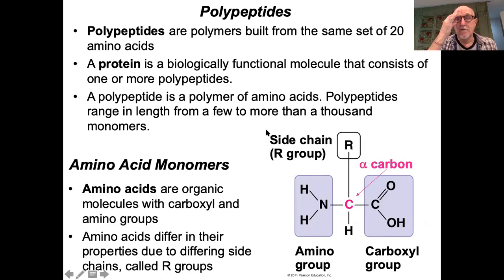Okay, so first of all, the most basic structure of a protein is that it is a polymer. And if it's a polymer, it consists of monomers which are joined together. In proteins, the monomer is called an amino acid. It has a specific chemical structure which makes it an amino acid. And there are only 20 amino acids.